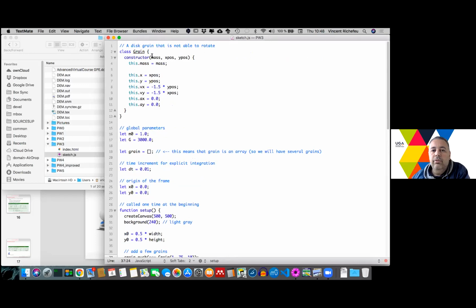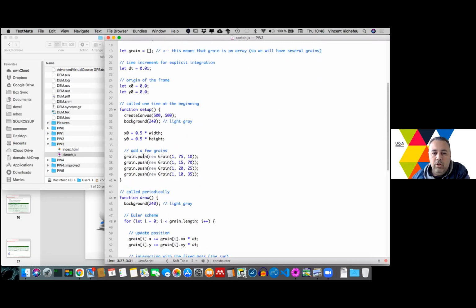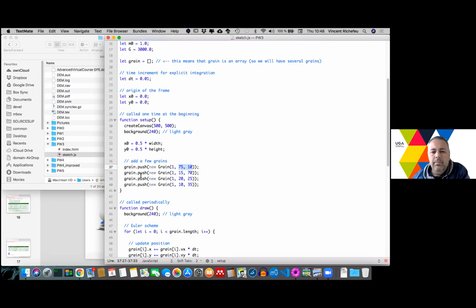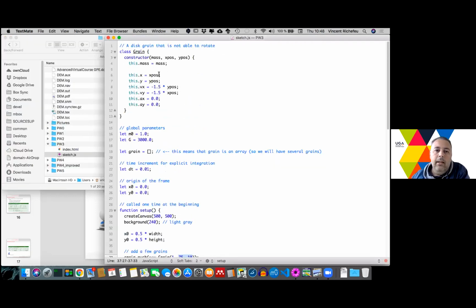The constructor of the grain, you have to define the mass and the position x and y. So we add in the list of grains a new grain which has the mass 1 and which is at this position. We do that for 4 different grains. So at the end we've got 4 planets, because a grain is actually a planet. And when we define the position, we also define the velocity so that it is tangent to the circle that will define this initial trajectory.